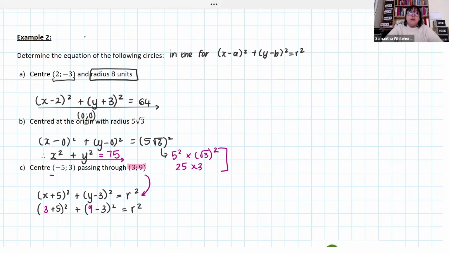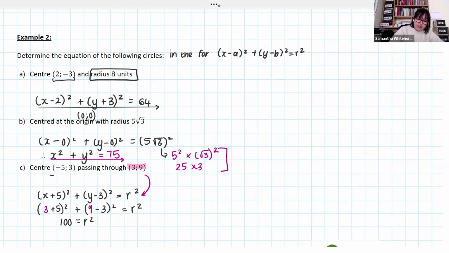Now, guys, remember, you're just looking for r squared. You don't need to go a step further and look for r. We're looking for the equation of our circle. So we can stop once we solve for r squared because that's all we want. So what I mean by that is 3 plus 5 squared is 8 squared, 9 minus 3 squared is 6 squared. And if you add those two together, you end up with 100 equals r squared.